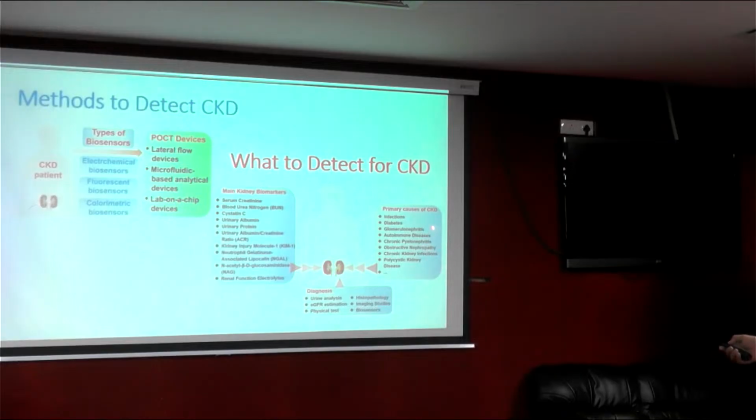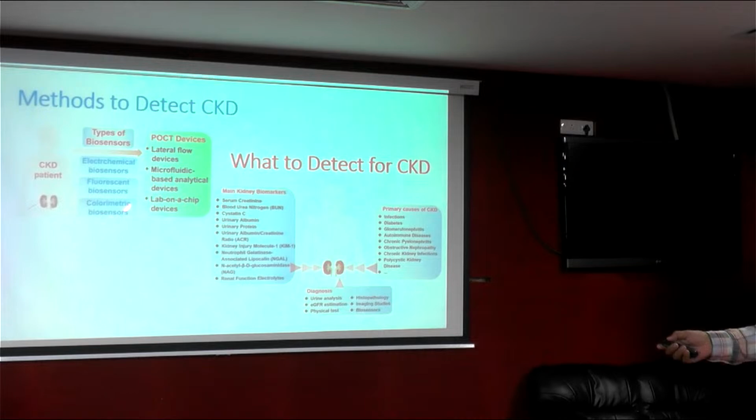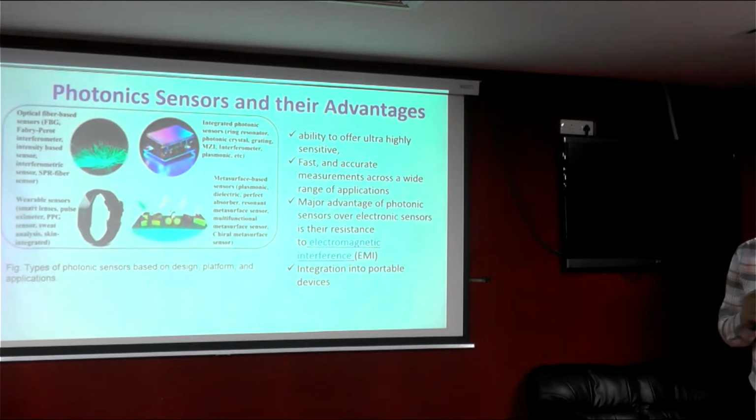Apart from that, the primary cause of this CKD I have already mentioned, and we have some other test or diagnosis methods, that is urine analysis, eGFR estimation. In the last slide I mentioned the physical test, and we have biosensors. So we have many sensors, categorically in 3 types, and these sensors detect the components which are affecting kidney function. But when it is an electrochemical sensor, obviously we have to use some kind of chemical.